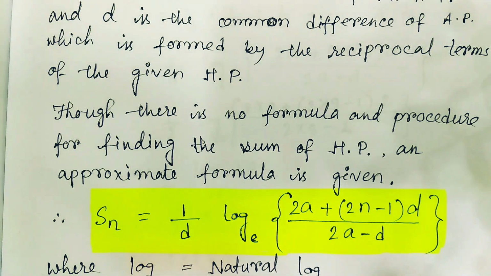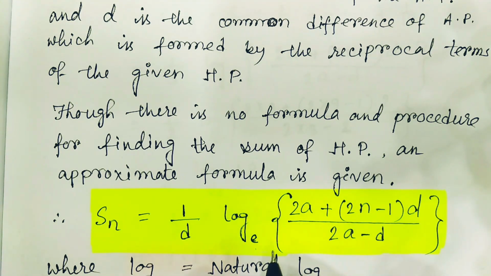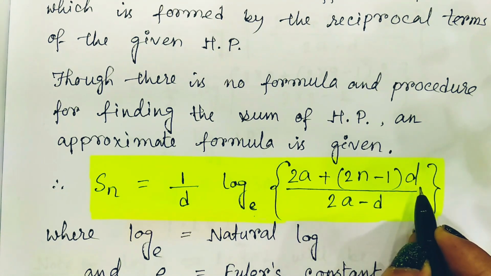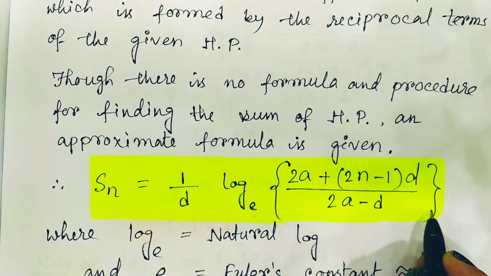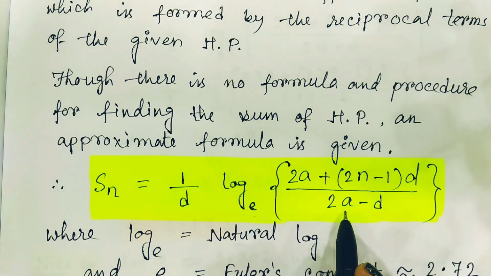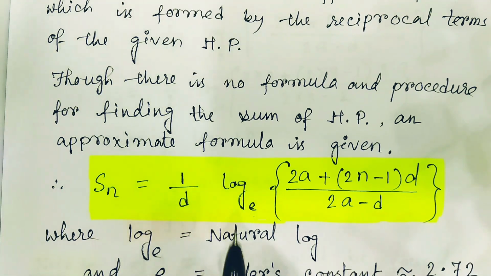So what can we say about Sn? Sn is equal to 1 upon D log base e of (2a plus (2n minus 1) into D) divided by (2a minus D). Remember, we use log base e here instead of log 10. Log 10 is the general log which is used, but here we use log e, which is the natural log. Here A is the first term of the corresponding AP and D is the common difference of that AP, which is generated from the HP.